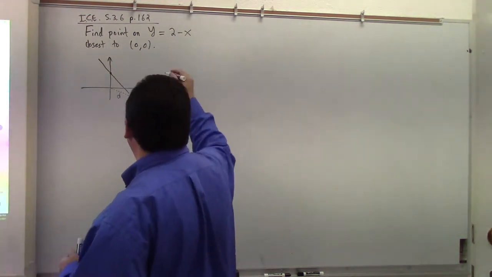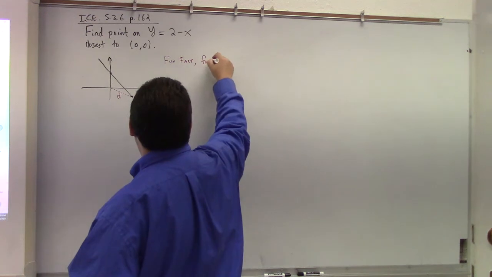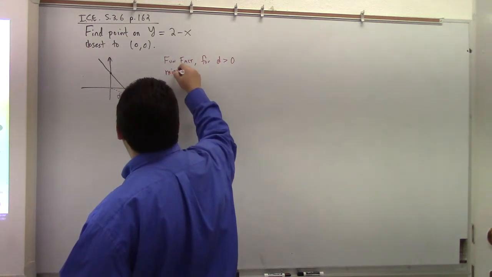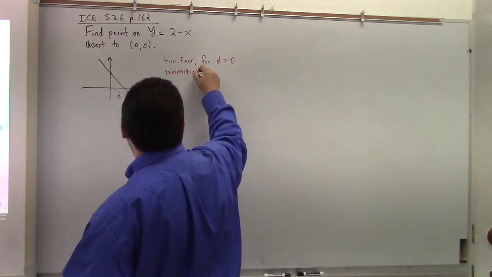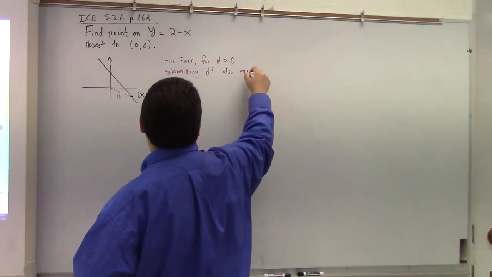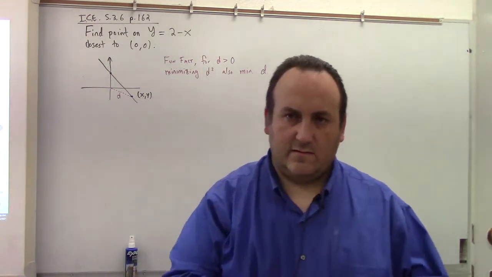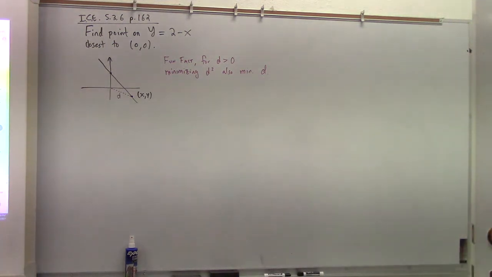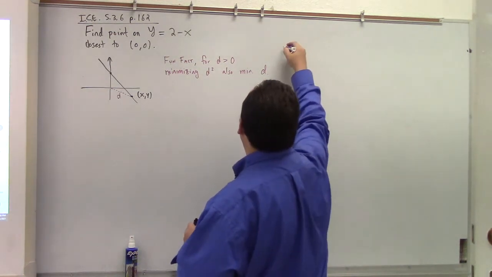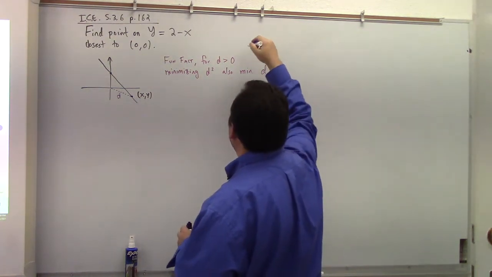So, fun fact. For d greater than 0, minimizing or maximizing d squared also minimizes d. I can prove that if you'd like. It's kind of intuitively obvious, but if you think about the derivative with respect to d squared or the derivative with respect to d, how are they going to be related? Well, d is an unfortunate letter.